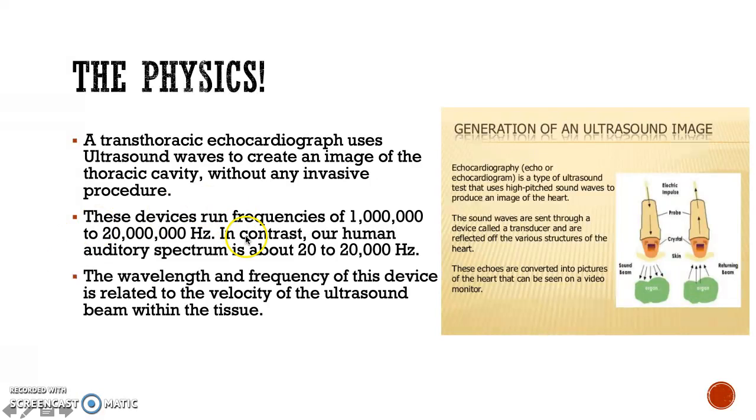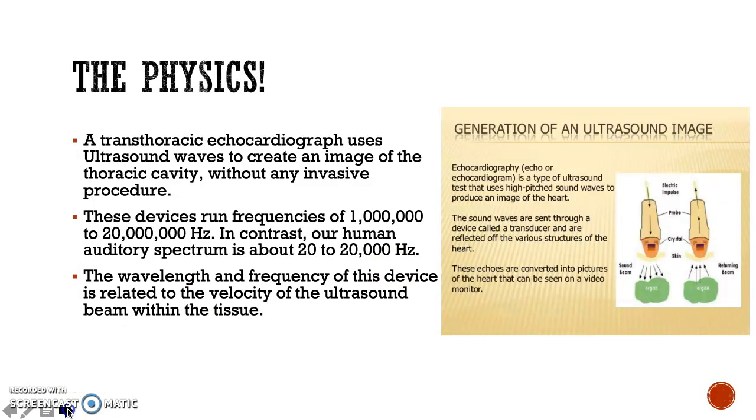And so the picture on the right kind of depicts how the device works and what it looks like, the probe, and using an electrical impulse into the organ or through the skin. It says the sound waves are sent through a device called a transducer and are reflected off various structures of the heart. These echoes are converted into pictures of the heart that can be seen on a video monitor. So that's kind of the physics behind it.